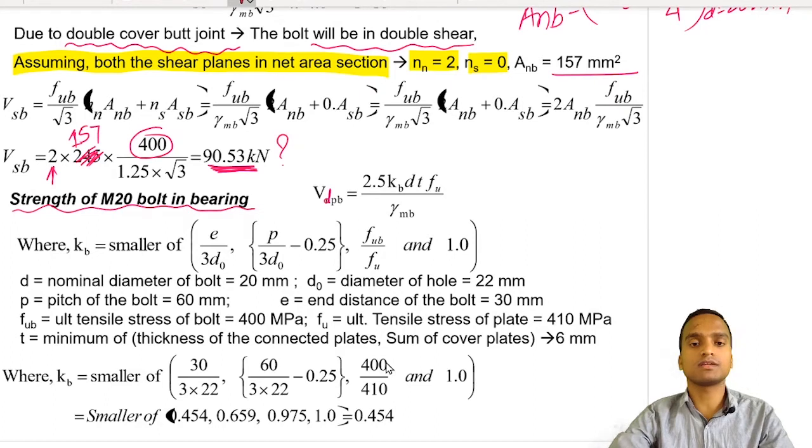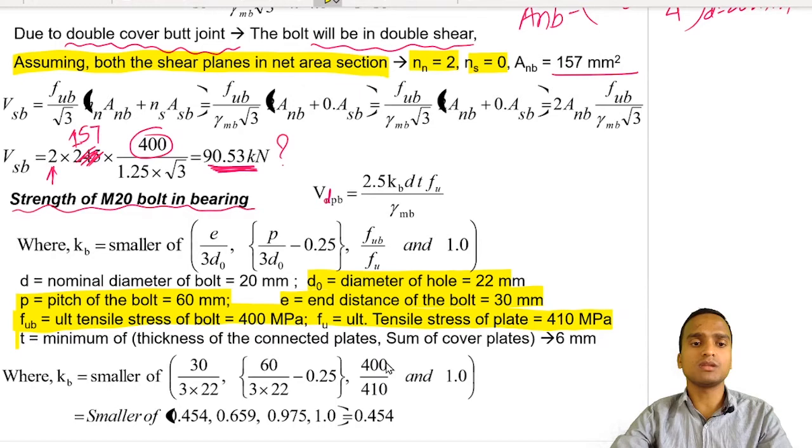Now k_b will be the smaller of these four values, and we know that d is equal to 20 mm, and d_0 will be equal to 22 mm. Pitch of the bolt is given as 60 mm, and end distance of bolt is 30 mm. Everything is given in the question. And f_ub, ultimate tensile strength of bolt, is 400 megapascal, and f_u is ultimate tensile strength of plate, that is 410 megapascal. And t is the minimum of thickness of the connected plates, sum of cover plates, that is equal to 6 mm.